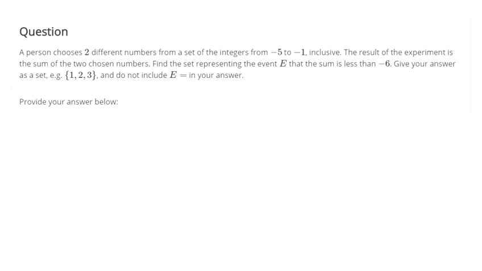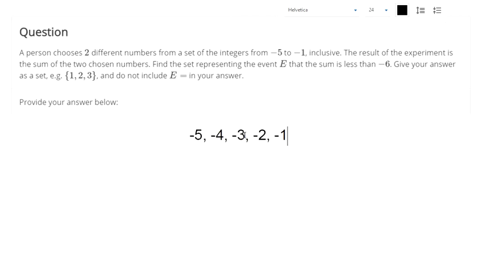A person chooses two different numbers from a set of the integers from -5 to -1 inclusive. So that means the numbers we can pick from are non-decimal numbers. That's what an integer is. And it could be -5, -4, -3, -2, or -1 because it said inclusive. We could have -5 and we could have -1. So this is the set we're picking from.